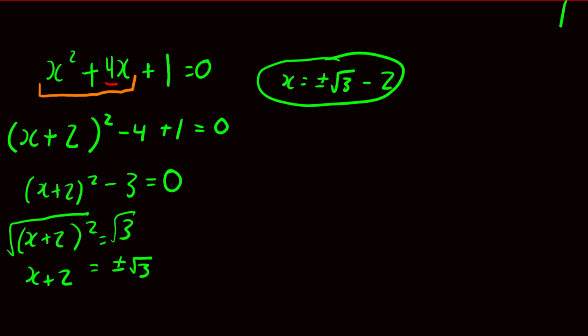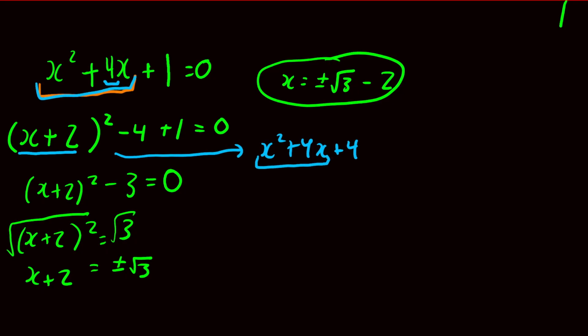First, I looked at this coefficient of the x value and I took half of that. So I got x plus 2 squared. Now, where did I get this minus 4 from? Well, we said x plus 2 squared is x squared plus 4x plus 4. So we have this 4x here and this 4x here, but we have this extra plus 4 that we don't want. So how do we get rid of a plus 4? We're going to subtract a 4. So now I have minus 4 plus 1 equals 0.